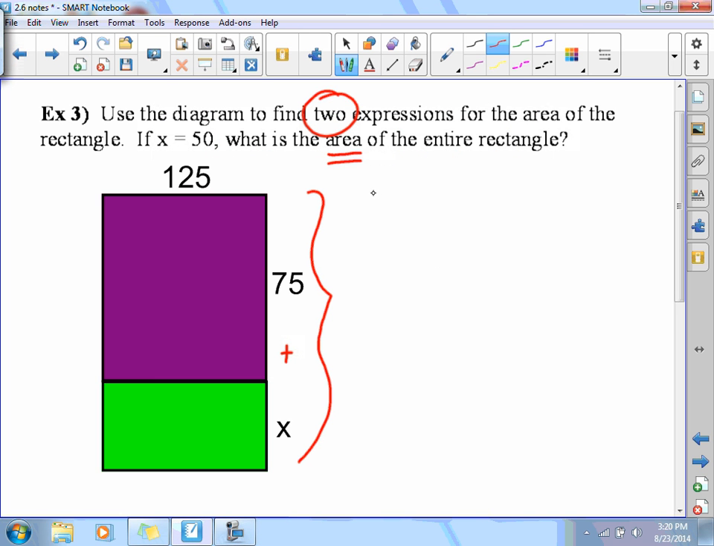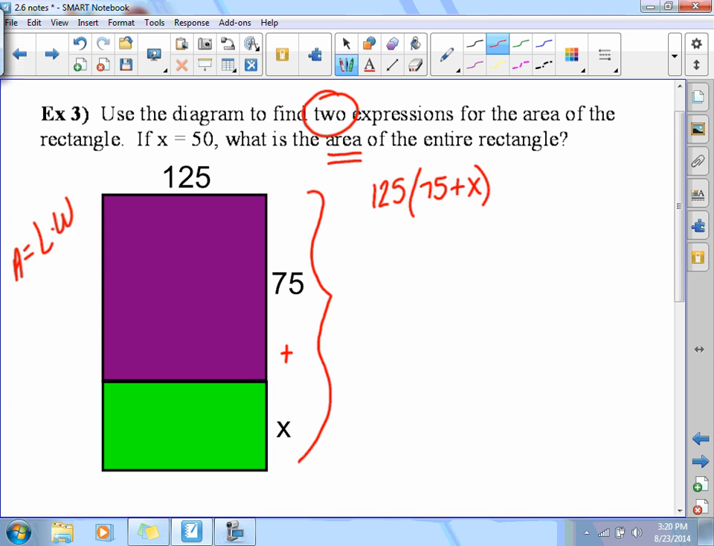So I'm going to take my length times width. If I'm finding the area of a rectangle, area equals length times width. That's a formula that we know. We know that. So I'm going to use that. So my area is going to be my length, 125, times my width, 75 plus x. So that's one way to write the expression.